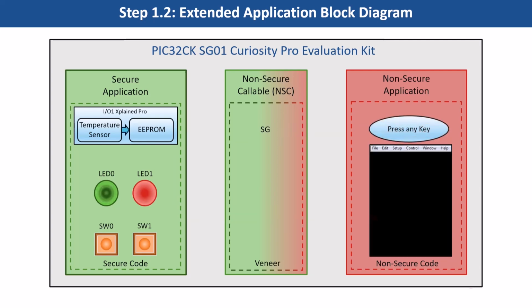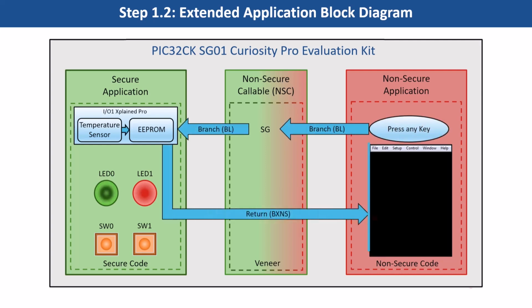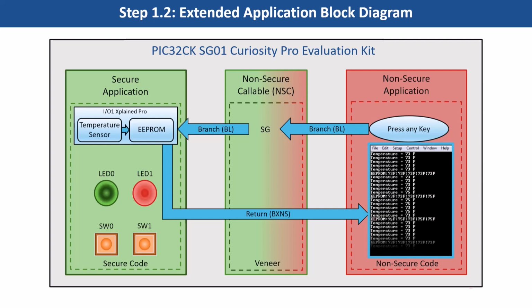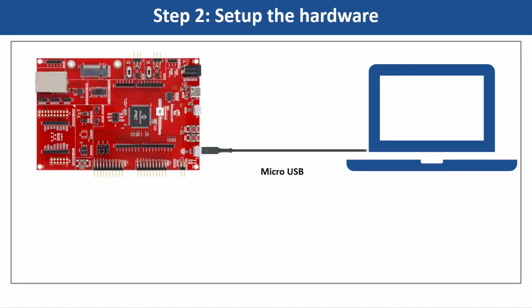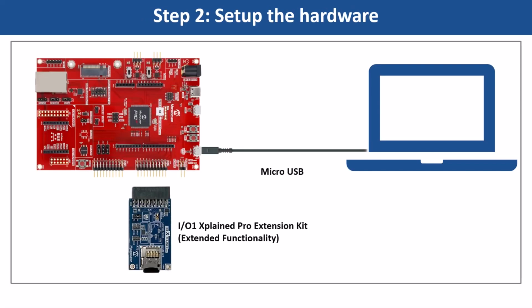Further, when it gets a request from the user in the form of a key press on the serial console, it will request the secure mode application to retrieve the last 5 stored temperature values in the EEPROM. The non-secure application prints the last 5 stored values on the console. Also, LED 1 is toggled every time the temperature values are read from the EEPROM. Let's set up the hardware as shown to test the basic and extended functionality.